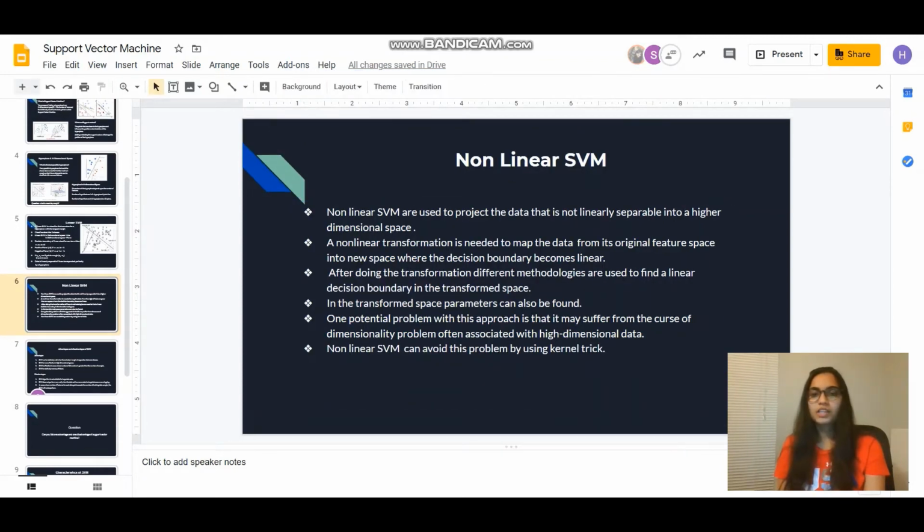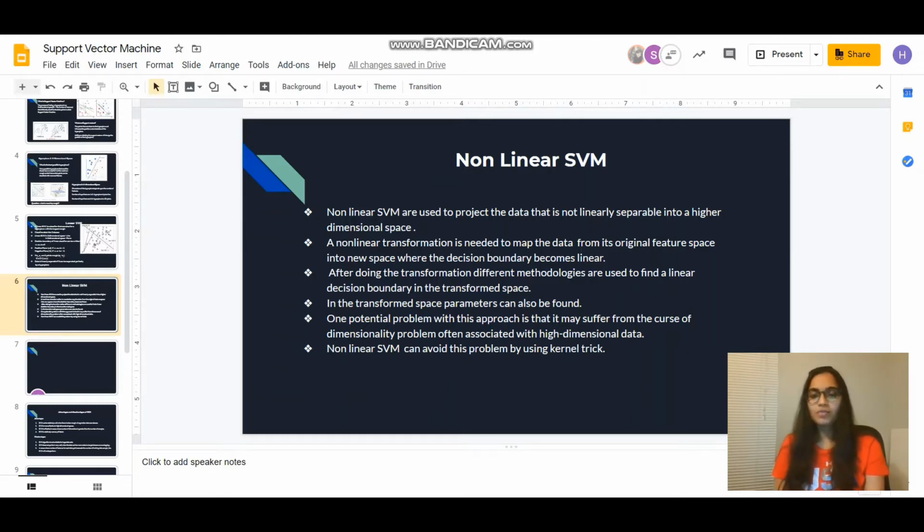Today I am going to tell about nonlinear support vector machines. The nonlinear support vector machines are used to project the data that is not linearly separable into a higher dimensional space. A nonlinear transformation is needed to map the data from its original feature space into a new space where the decision boundary becomes linear. After doing the transformation, different methodologies are used to find the linear decision boundary in the transformed space. In the transformed space, parameters can also be found.